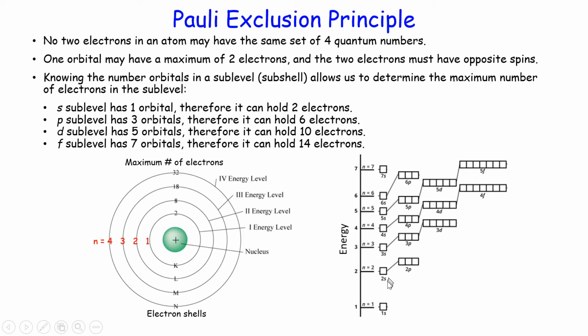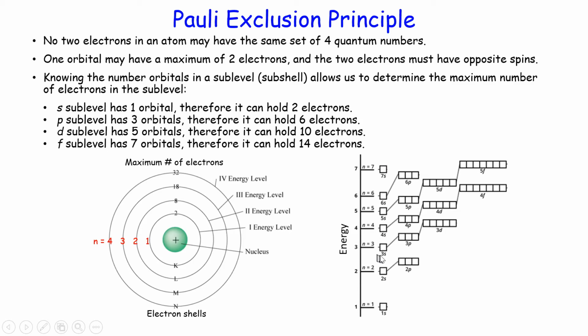If n equals 2, there are 2 subshells. One is 2s with 1 orbital. The other one is 2p, with 3 orbitals. A total of 4 orbitals. 4 times 2, then 8 electrons maximum.